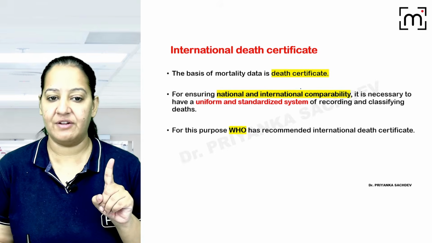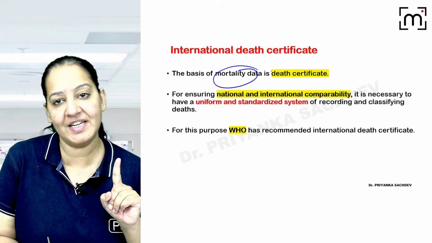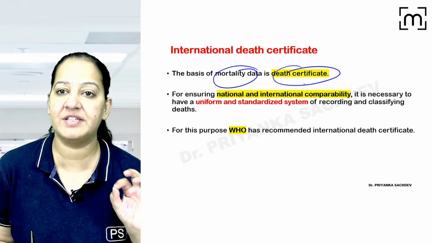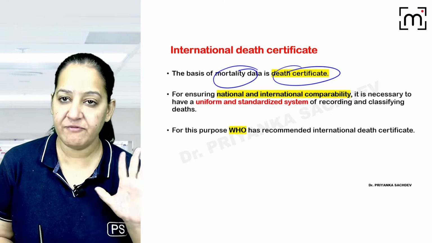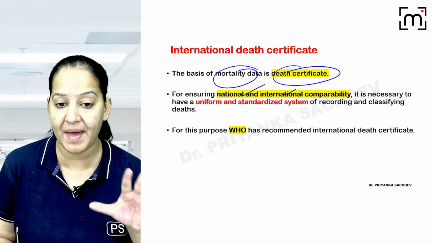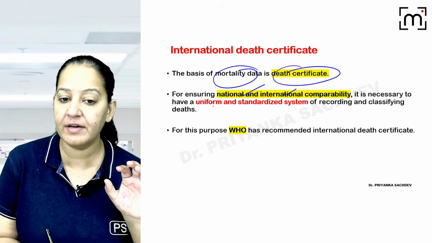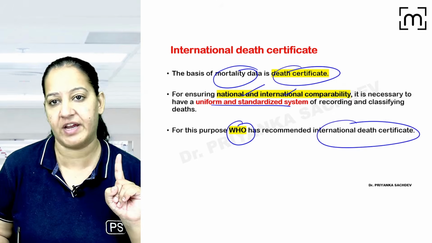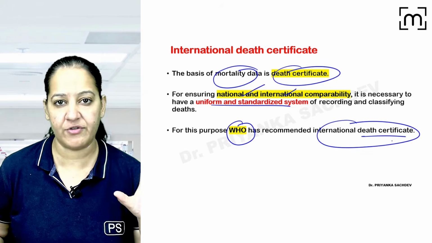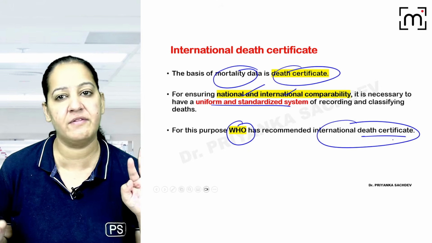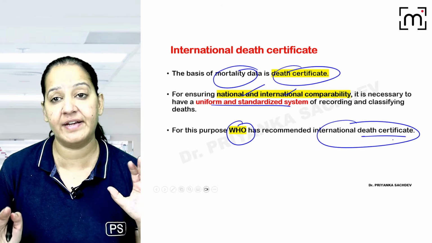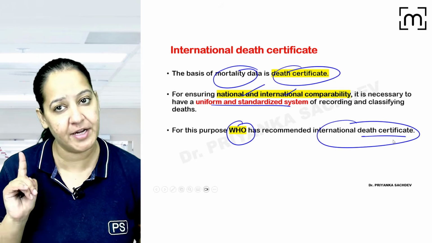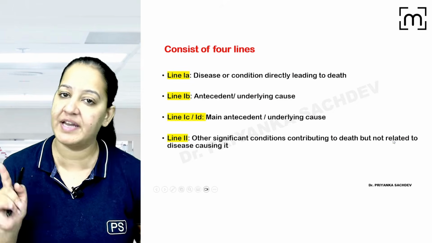The basis of mortality data is the death certificate. We give mortality data on a national and international basis based on the death certificate. But for ensuring national and international comparability, it is necessary to have a uniform and standard system. That's why WHO has recommended the international death certificate. It is the same in every country, whether India, Japan, or the US. Its lines are the same for international comparability, and it is designed and given by WHO.